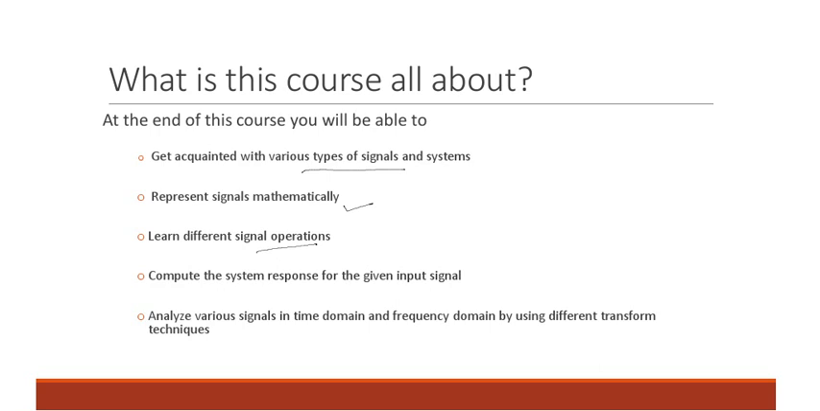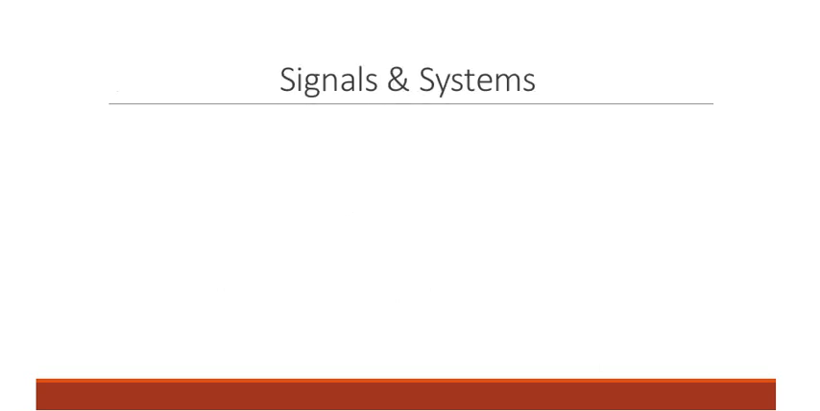Now let us look into the course. The course title has two terms, signals and systems. We'll first look at each of these terms separately. We'll understand signals, we'll understand systems separately. Understanding these terms will help us to understand the overall course, signals and systems.